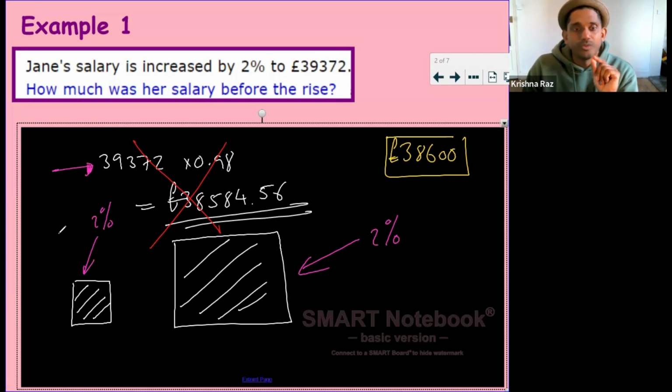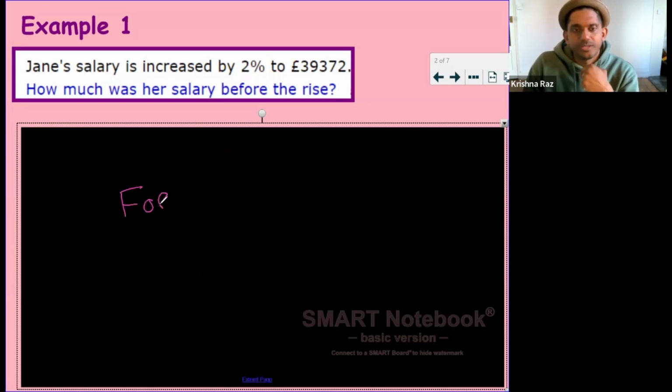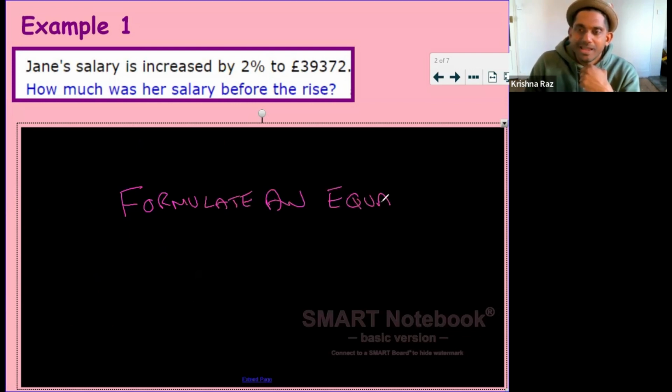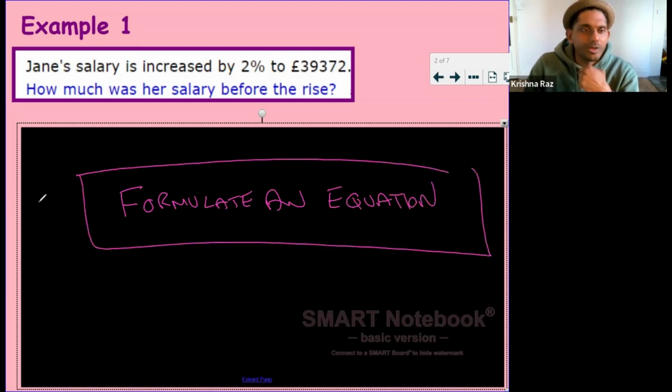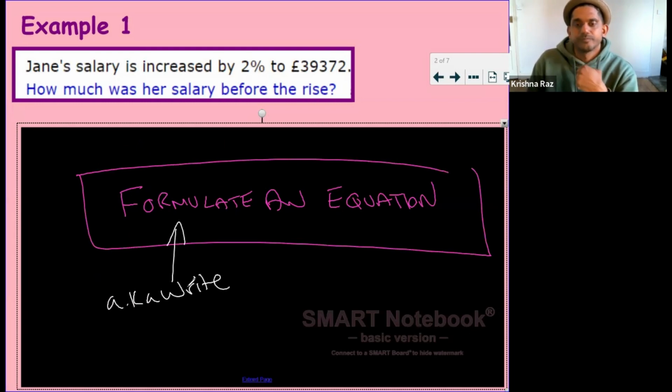So with these questions, you must always formulate, i.e. write, an equation. That is the tip of the day. Formulate an equation, aka write an equation. Okay, let's have a look at the next one.